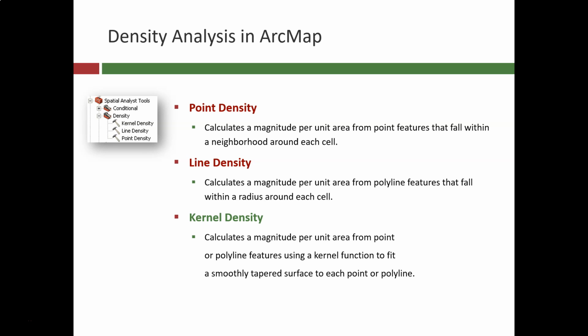For density maps, a circular search area is applied that determines the distance to search for sample locations, line or point, or to spread the values out around each location and calculate a density value. For kernel density, it calculates a magnitude per unit area from point or polyline features using a kernel function to fit a smooth, tapered surface to each point or polyline. For line density, it calculates a magnitude per unit area from a polyline feature that falls within the radius around each output cell. And for point density, it calculates a magnitude per unit area from point features that fall within a neighborhood around each cell.